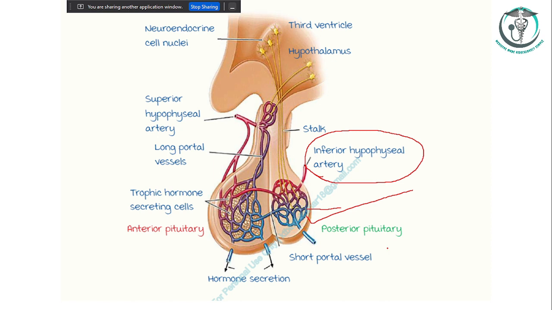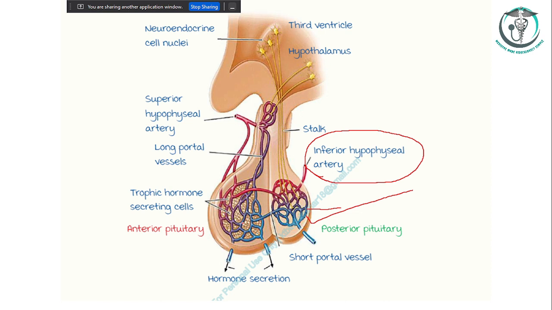Let's now talk about the anterior. I'm hoping the posterior is clear. So the anterior is a bit different. The anterior actually has cells that secrete hormones. Okay, you can see the blood vessels in this diagram. You can see that the cells have been looped around. Blood vessels are looping around the cells. These cells are the ones that will end up producing hormones.